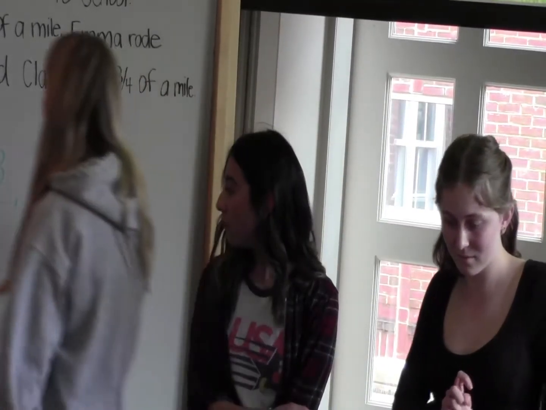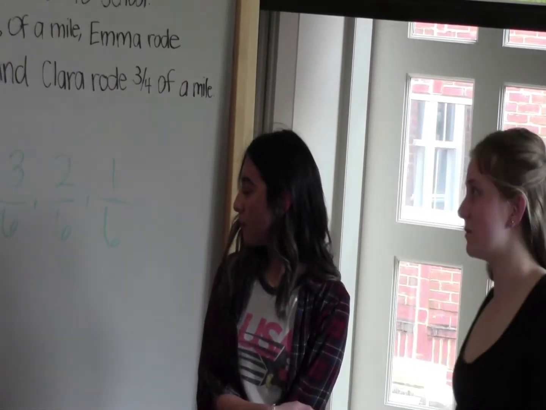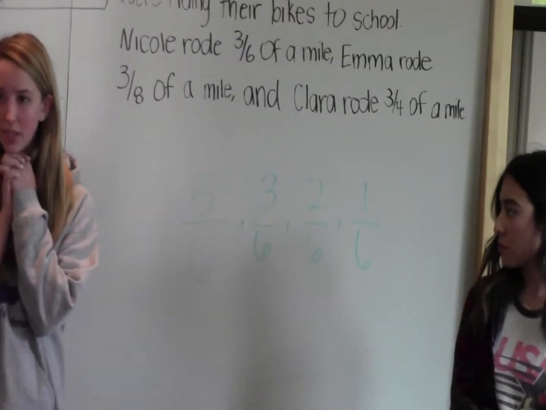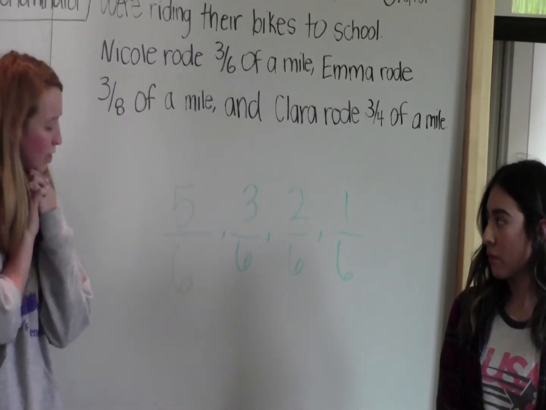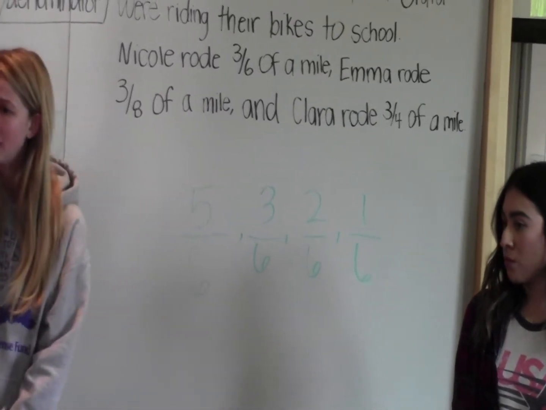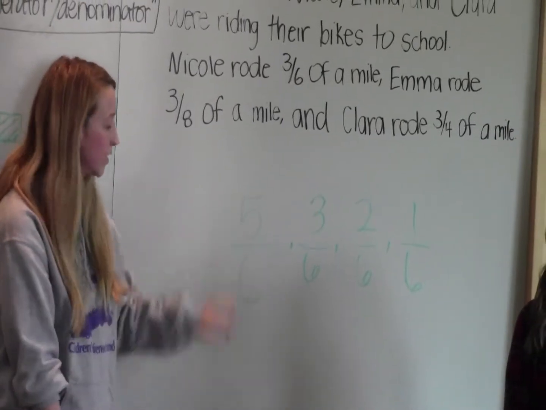So I'm wondering how you decided whose was the biggest fraction, because we had some friends saying that they just looked at the top number. I'm wondering if any other friends had a different strategy that helped them decide who had the biggest fraction.